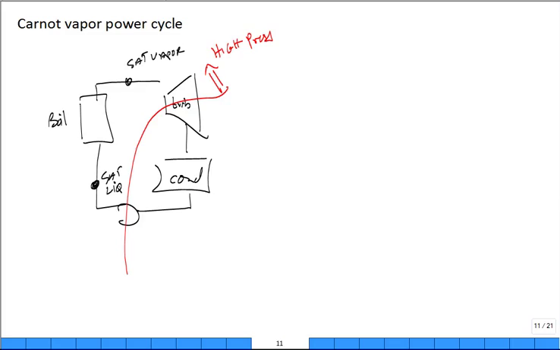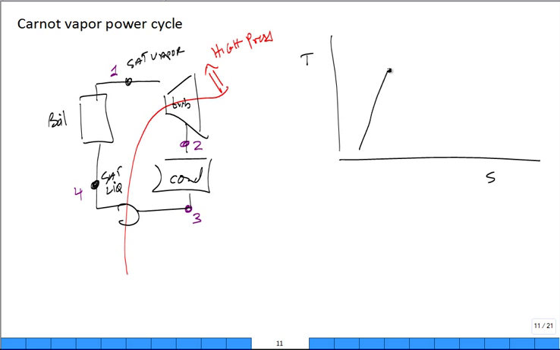So you could number these states different ways. A lot of times you put one here, then you put state two there, then state three there, then state four there. True? And we want to put this on a temperature entropy diagram. There's our dome because we're having a vapor, a Carnot vapor power cycle. And you could put in right here state one. Okay. From state one to state two, it's a reversible steam turbine. It's adiabatic, reversible, adiabatic, isentropic, straight down on a TS diagram to state two.